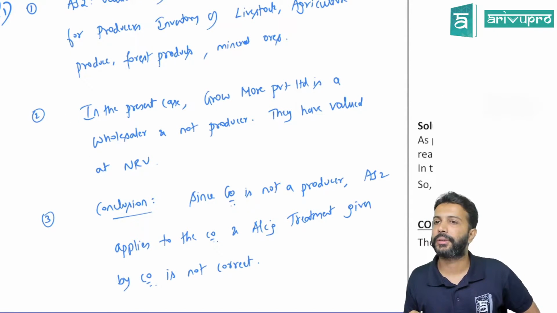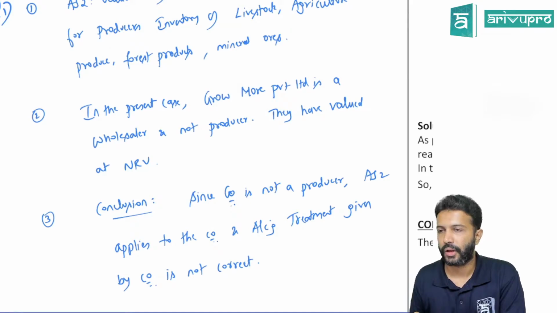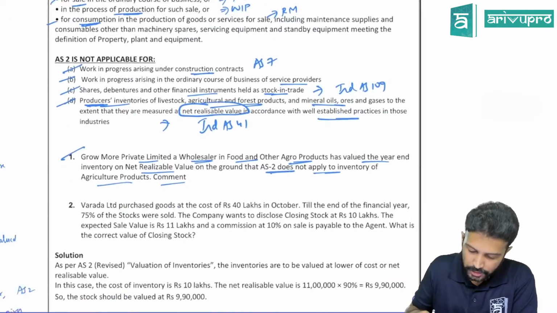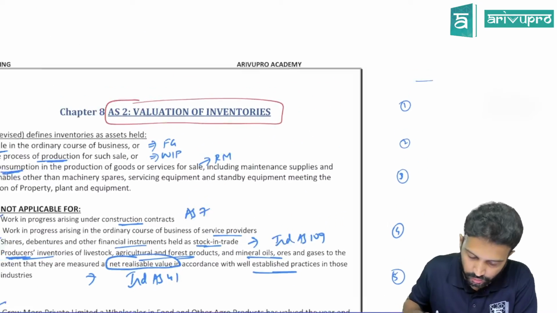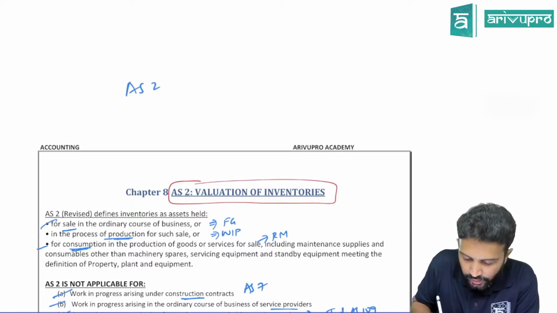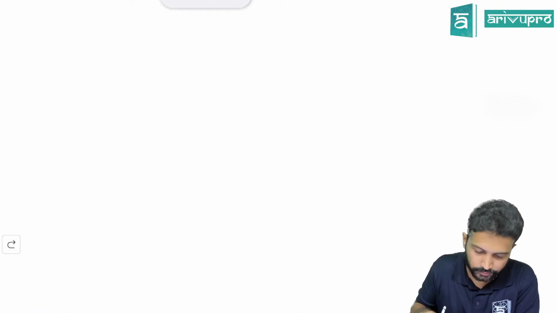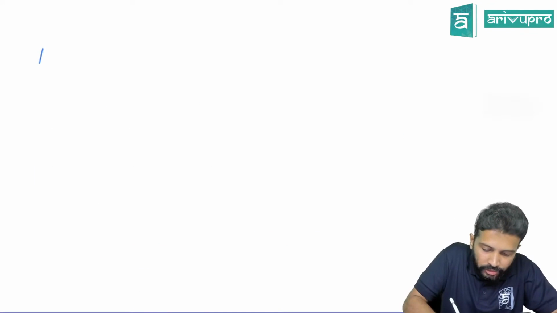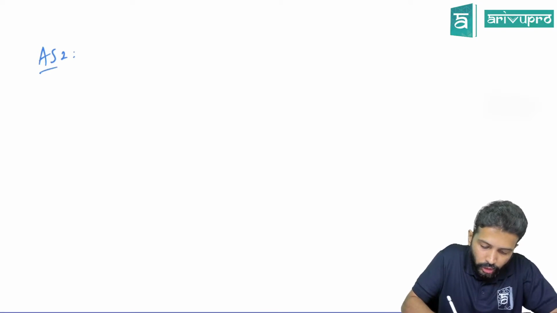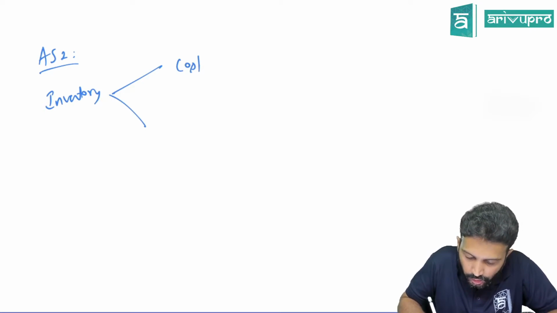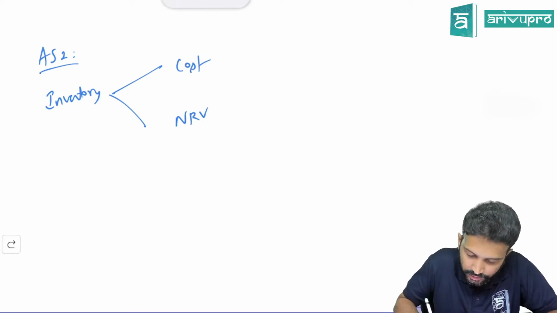Done, is it? Okay. Yes, sir. All right. So let's move on to the next one. As per AS 2, inventory should be valued, or maybe I'll just write it here. As per accounting standard 2, you will value the inventory at cost or net realizable value, whichever is lower.